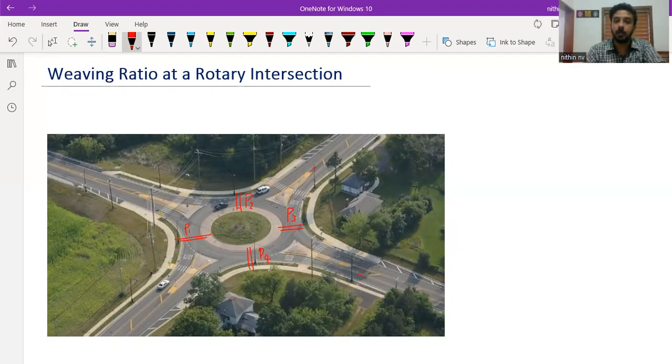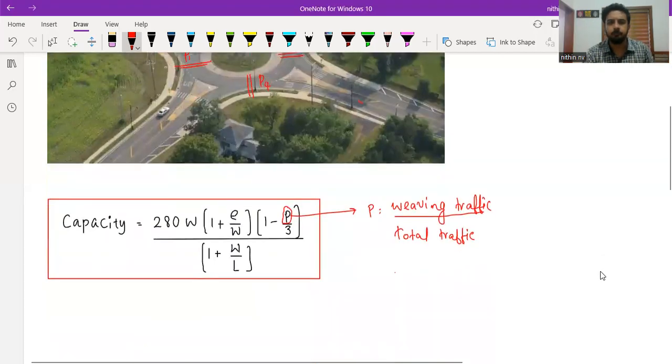Now, which value are we going to substitute in this equation? Here we only have P by 3, right? Which P are we going to substitute here? It is not the average of all these. It is not P1 plus P2 plus P3 plus P4 whole divided by 4. No, it's not like that.